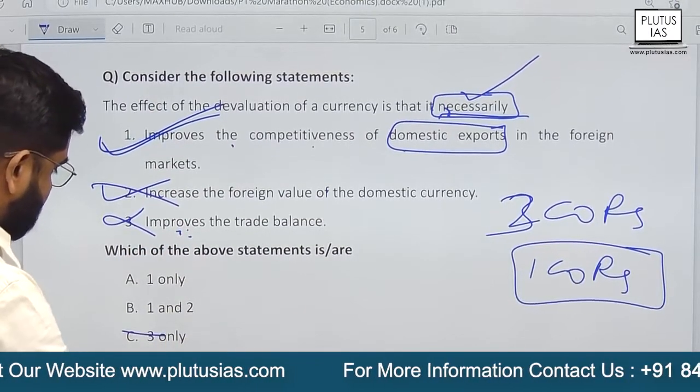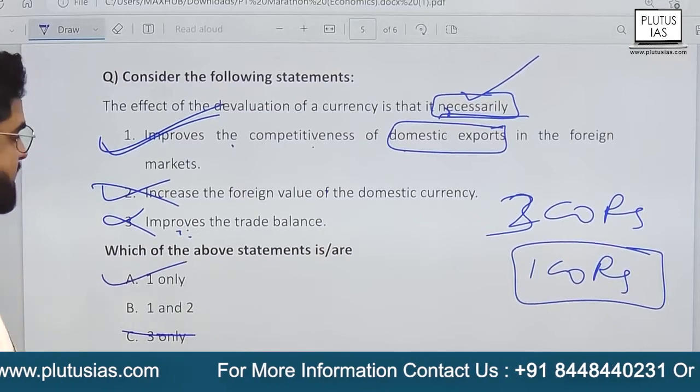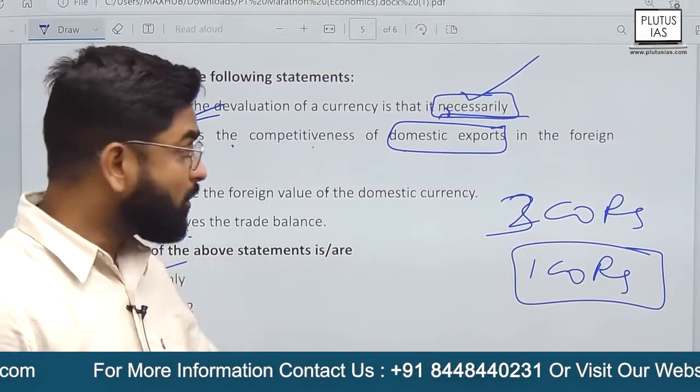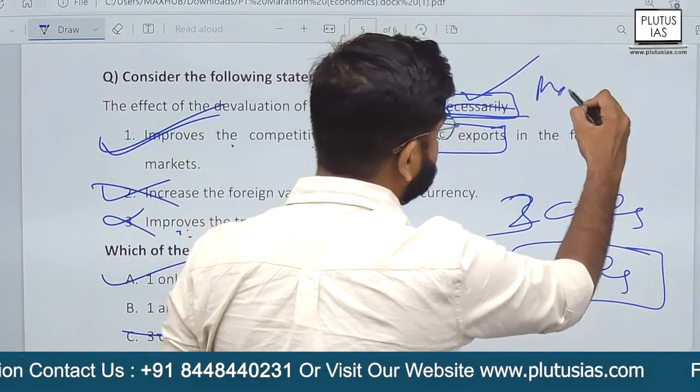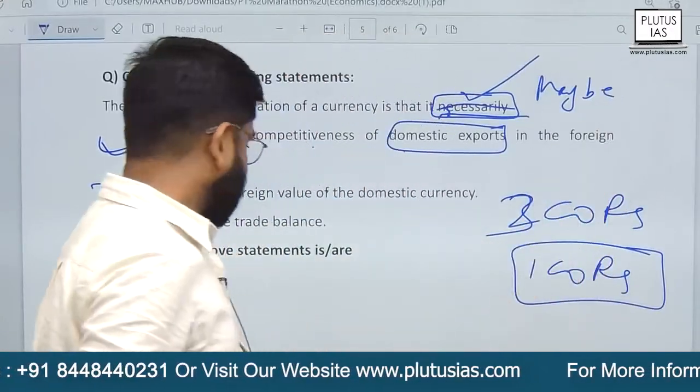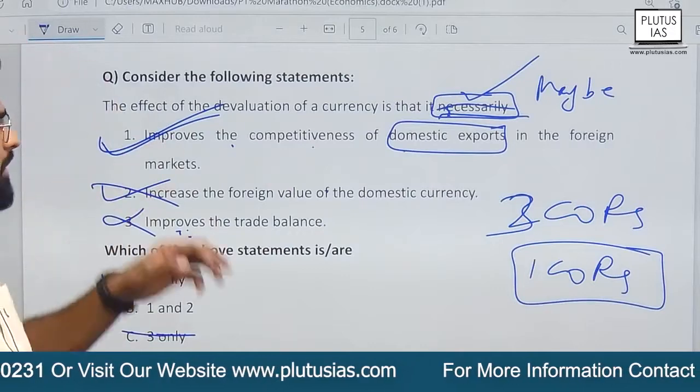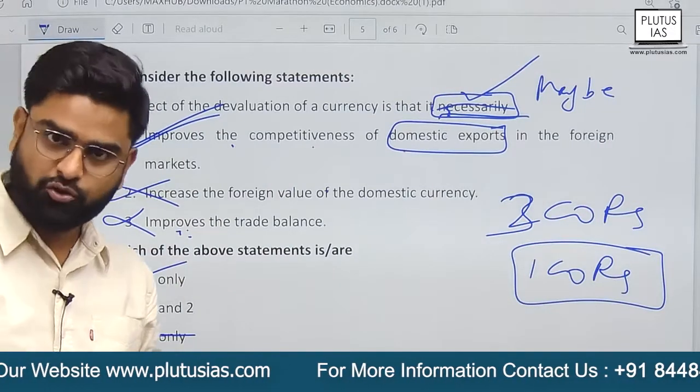This one is gone, this one is gone. 1 and 2 is remaining and 1 is the answer. Clear? Because of the word necessarily the answer changes. If I remove necessarily and write maybe right here, then all the three could be the answer. Could, not surely.